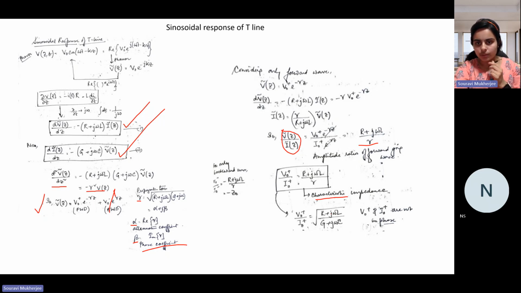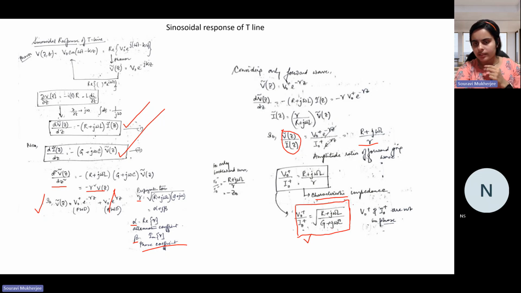So initially, what you got previously was for the case where there was no loss, so R and G were 0. But this is the general case which takes into account all the effects. And now if you replace omega, you would get something like this, right? So this is the expression. This is a very important expression which relates the different parameters to the characteristic impedance of your transmission line. Okay. And as you can see, it's a complex quantity. It has these j omega terms.